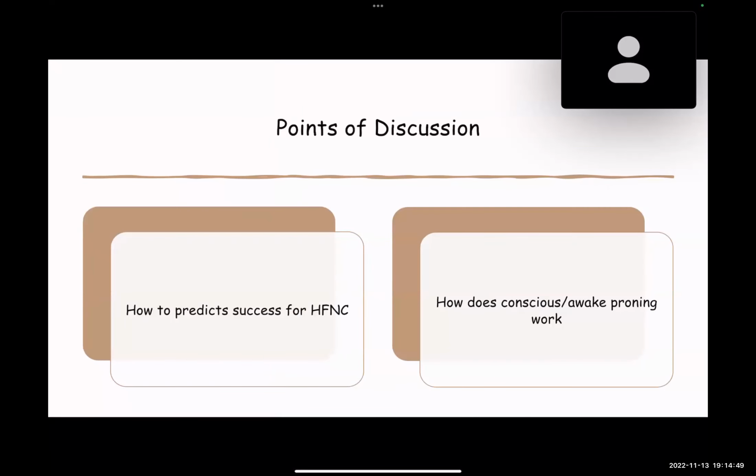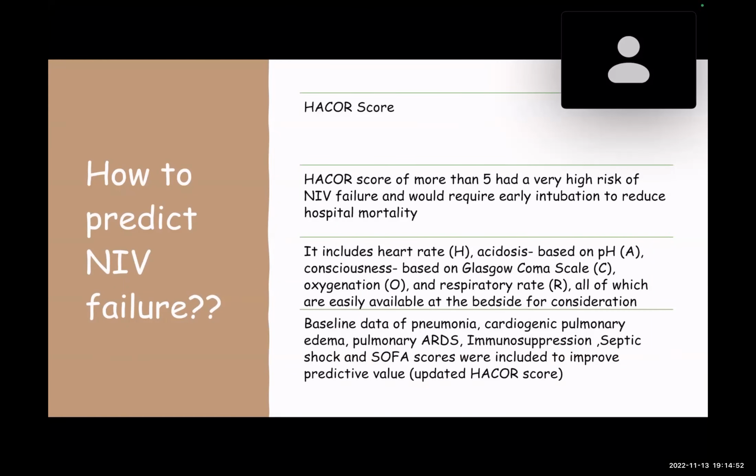Then this was regarding the NIV failure, sir. There is a score called the HACOR score. Karen, you can tell this. Please tell this. Yes, sir. This includes five parameters which are easily monitored at the bedside: the heart rate, A for acidosis based on pH, C is conscious level, O is oxygenation, that is saturation, and R is respiratory rate. The total score is 25, and it has been postulated that a score of more than 5 at the beginning as well as at the end of 12 hours indicates NIV failure. So if the score worsens or if at all it is more than 5, NIV failure should be considered and we should proceed with invasive ventilation.